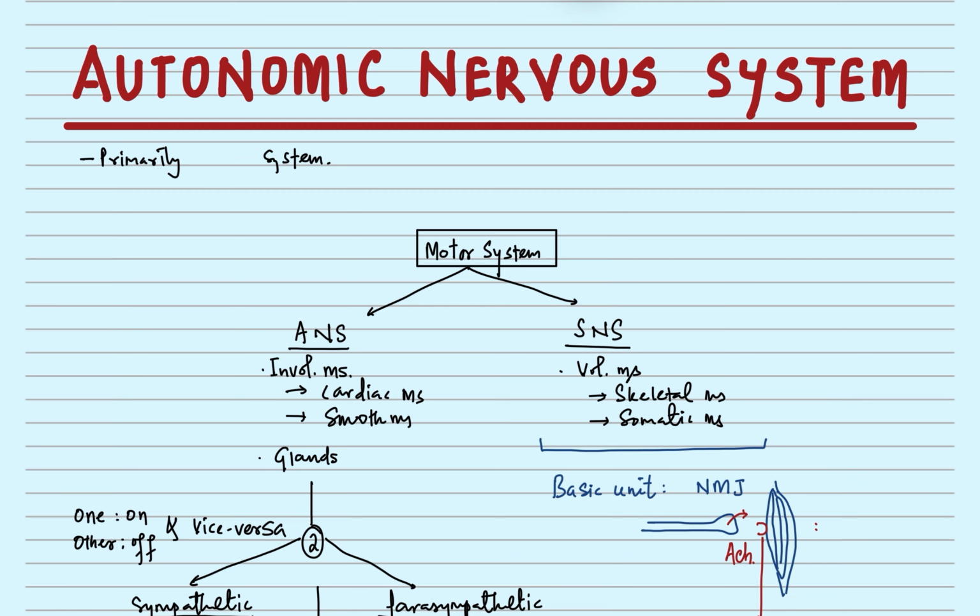The first thing I want to tell you about the autonomic nervous system is that it is primarily a motor system. But don't think that there is no sensory input to it. Of course, there is a sensory input which accompanies the autonomic nervous system, but it is primarily a motor system. Now you have to understand how the motor system in our body works.